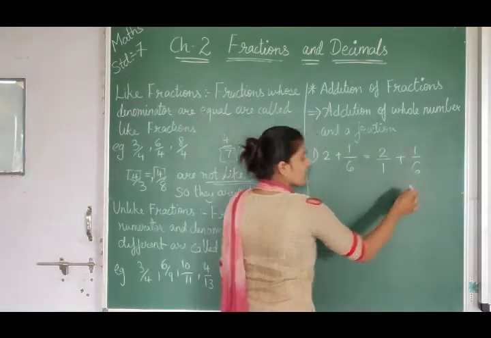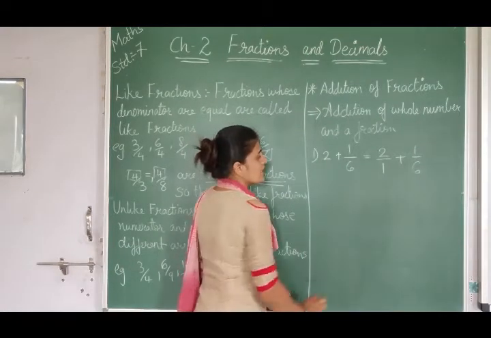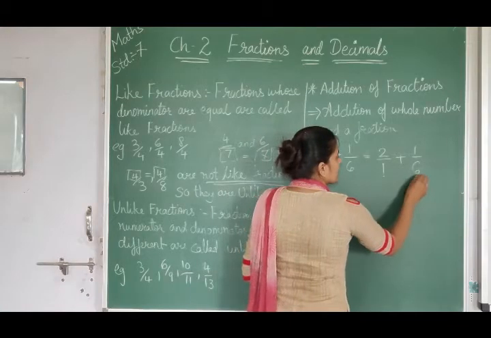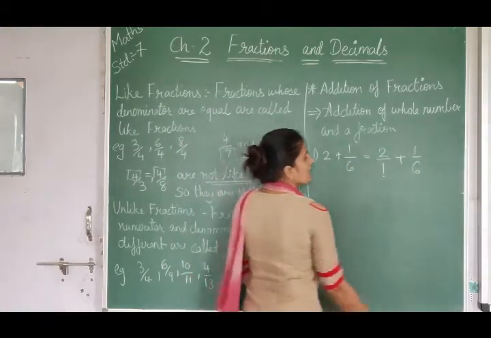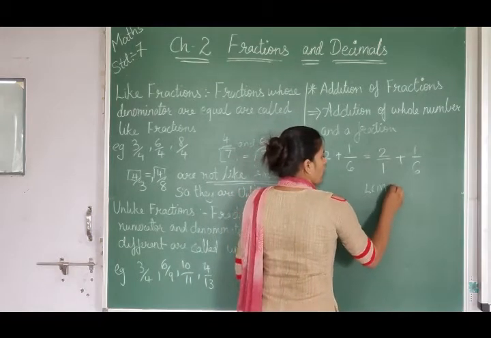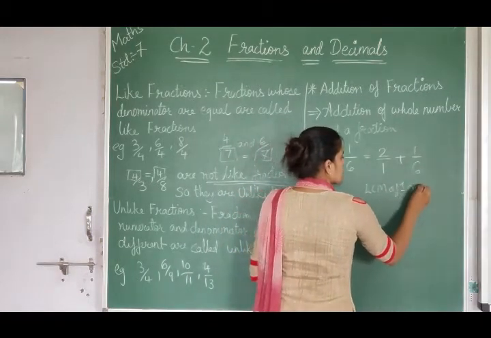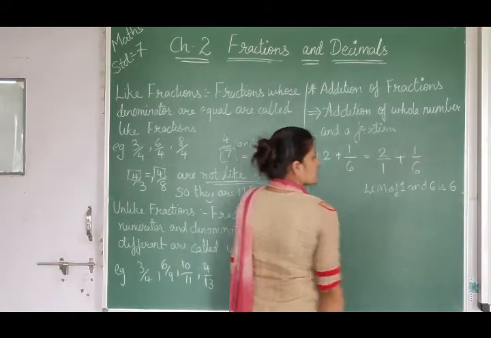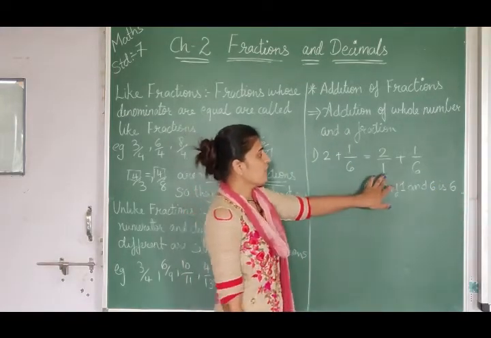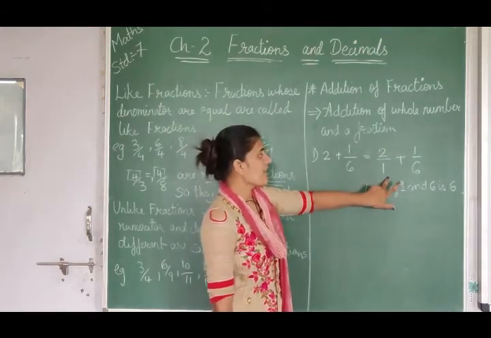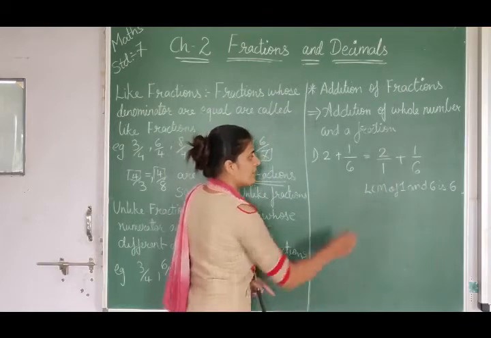So now both are fractions, you can see. But see, the denominators are different. Here it is 1 and here it is 6. So we will take the LCM of 1 and 6. The LCM of 1 and 6 is 6. So here 1 I have to convert into 6. So I have to multiply by 6. So this fraction will be multiplied by 6.